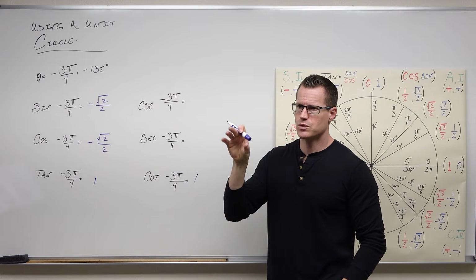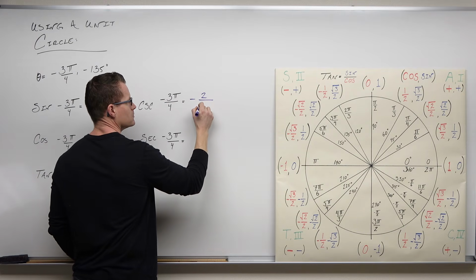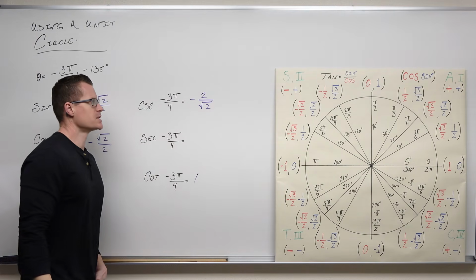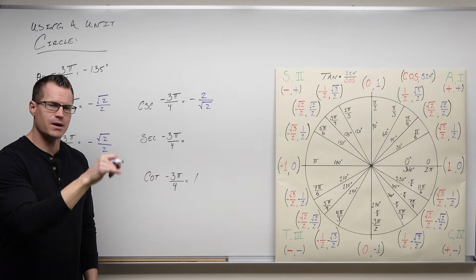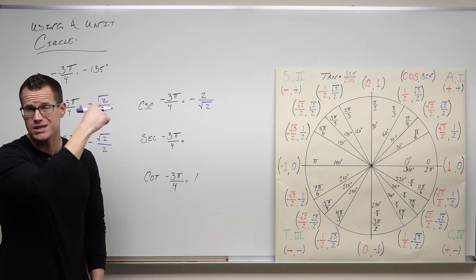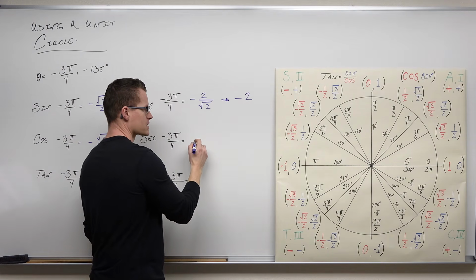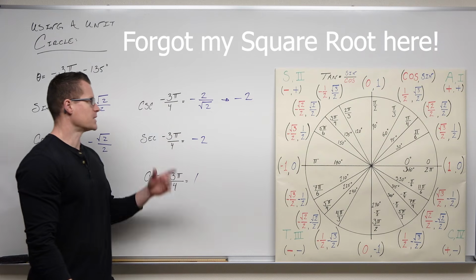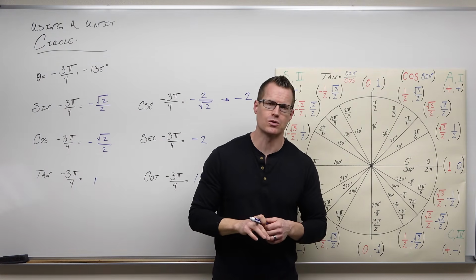So negative root 2 over 2 becomes negative 2 over square root of 2. We've seen this before. When we multiply by the square root of 2 over square root of 2, you're going to get negative square root of 2 after simplifying the 2's that end up coming up. So just negative square root of 2. And because of the same reason, we have that as well. I hope I've made it make sense on how to use a unit circle, basically.